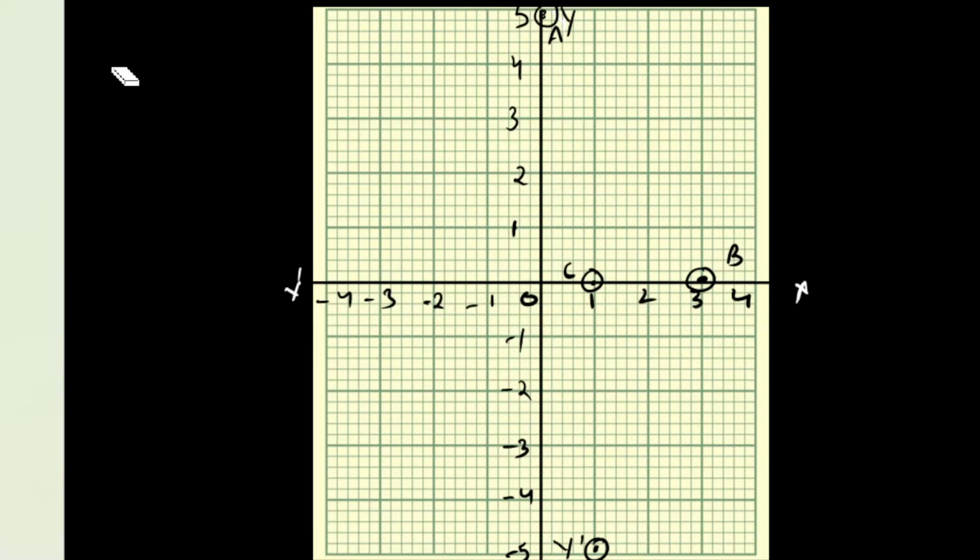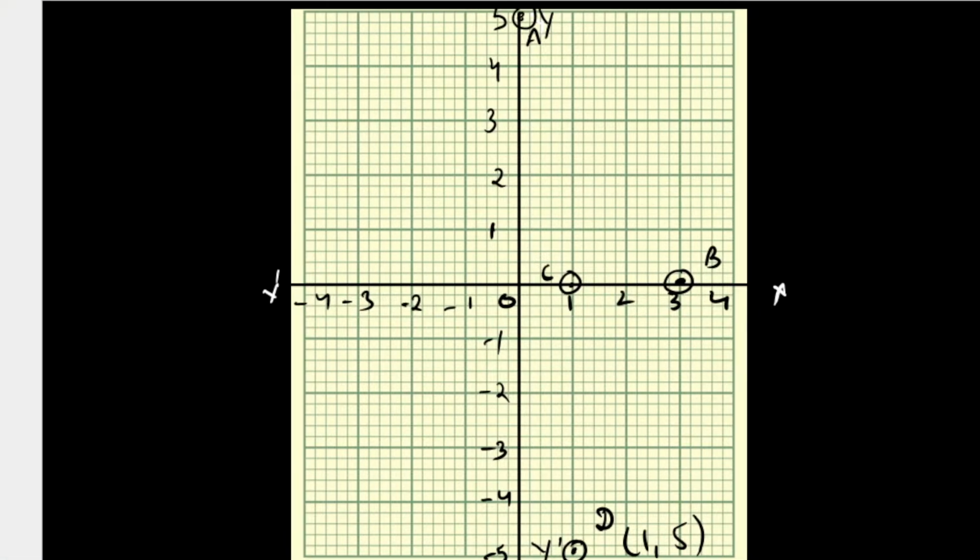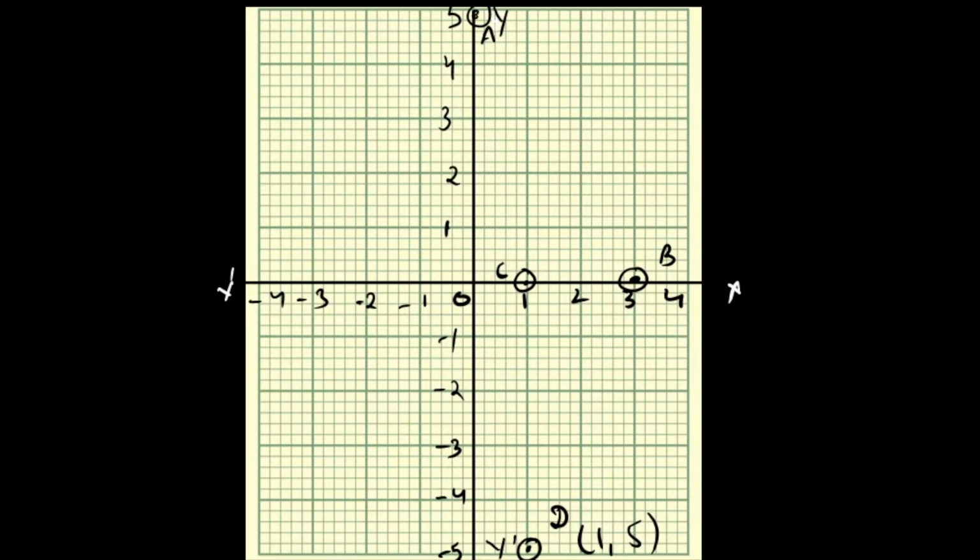You have to write the coordinates also. Why am I not writing them? Because of the less space. Like this point D I have written, you write down the coordinates also. So I have plotted the points now.